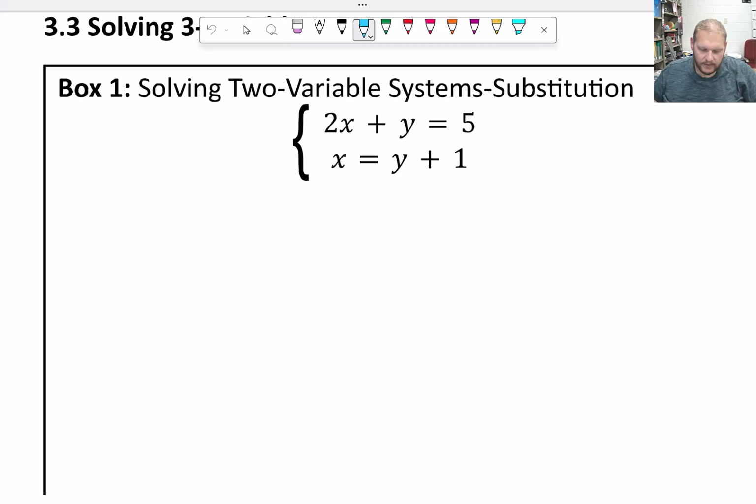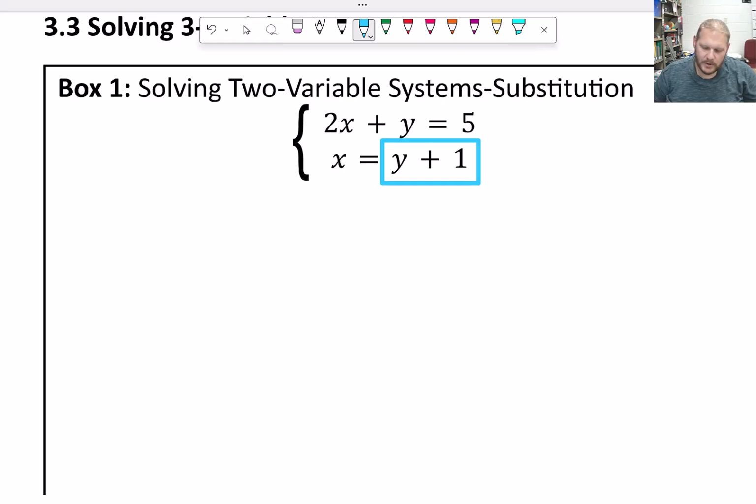So looking at our first box here, we're solving by substitution. Remember, when we are using substitution to solve a system, we are taking what we know one of my variables is equal to in one of those equations and replacing that same variable in my other equation. So in this box one problem, my bottom equation has x equal to y plus 1. So we've already got x isolated. That's great.